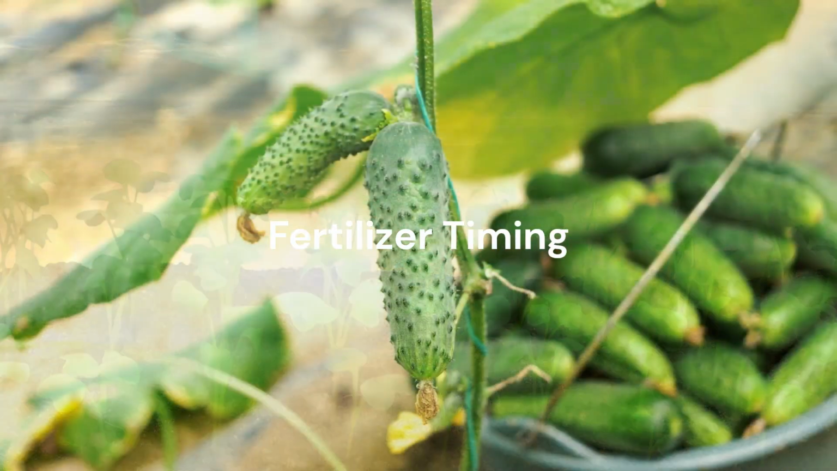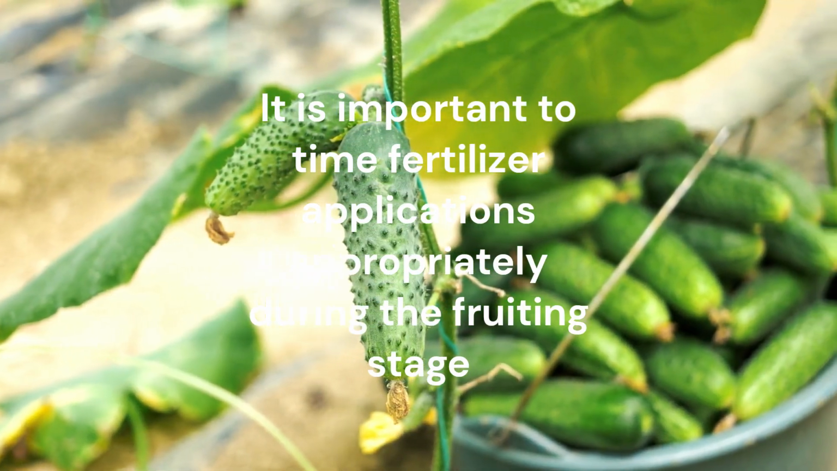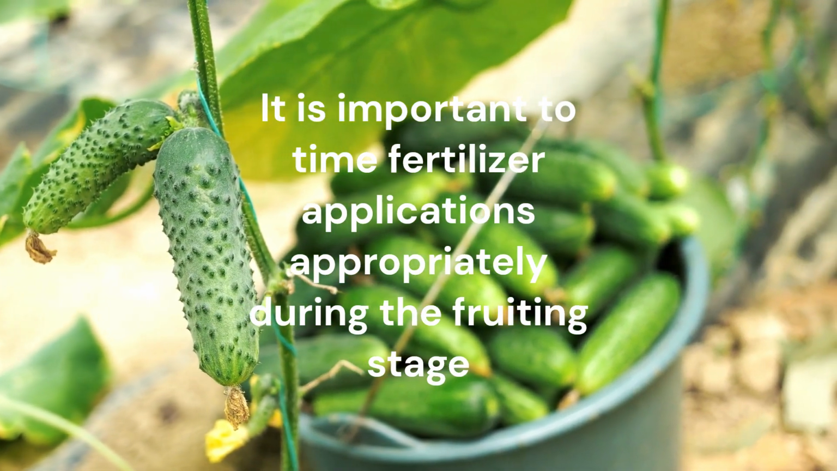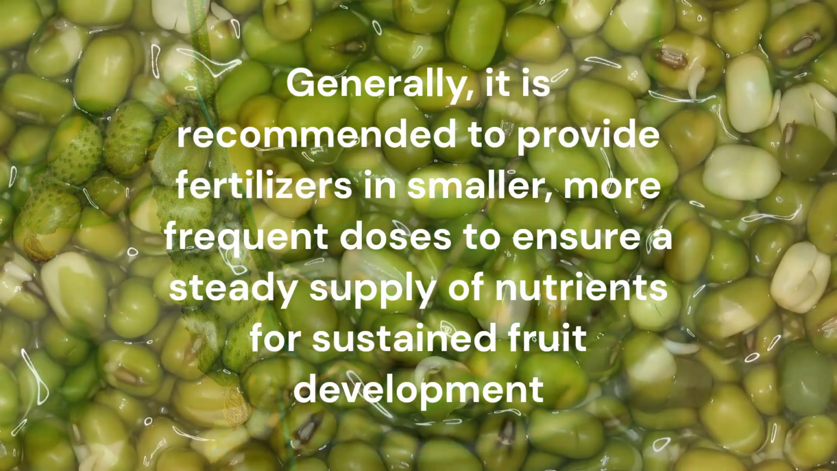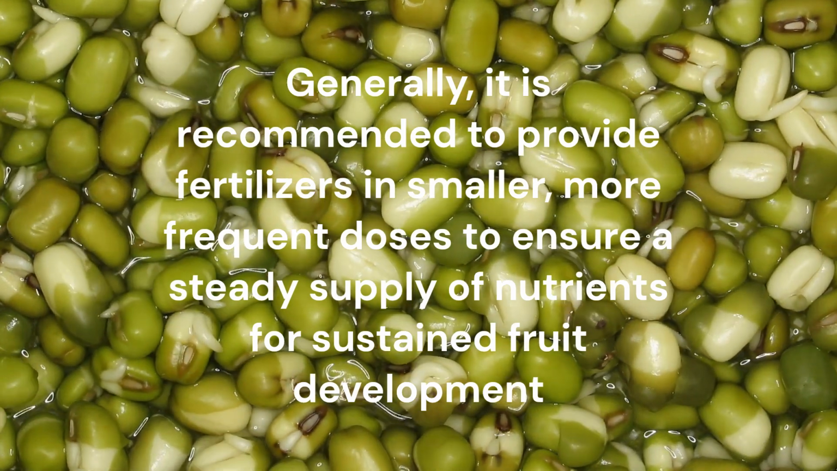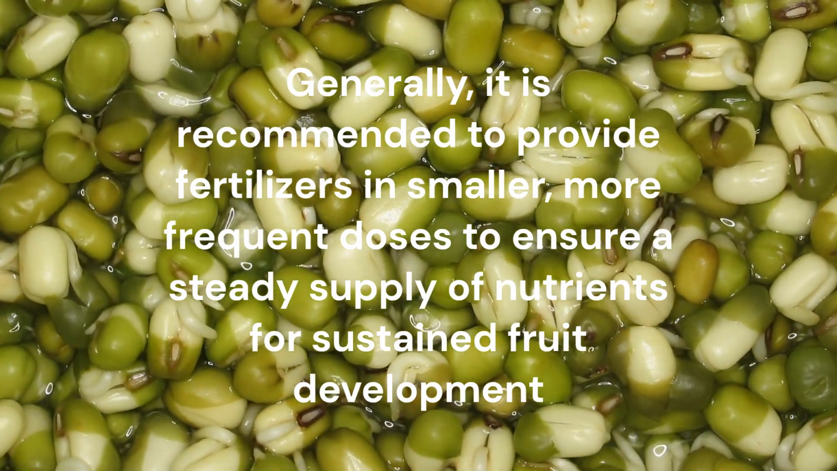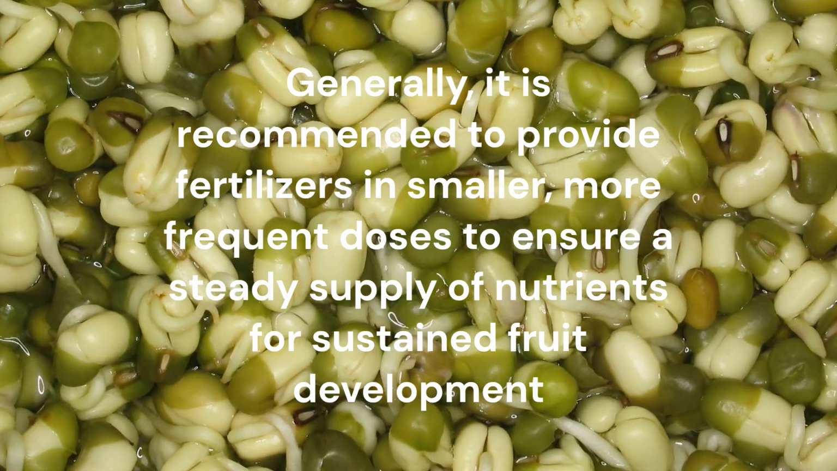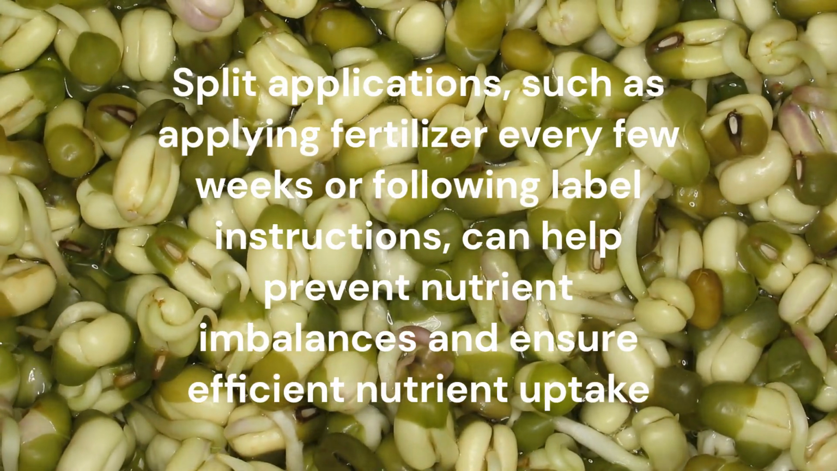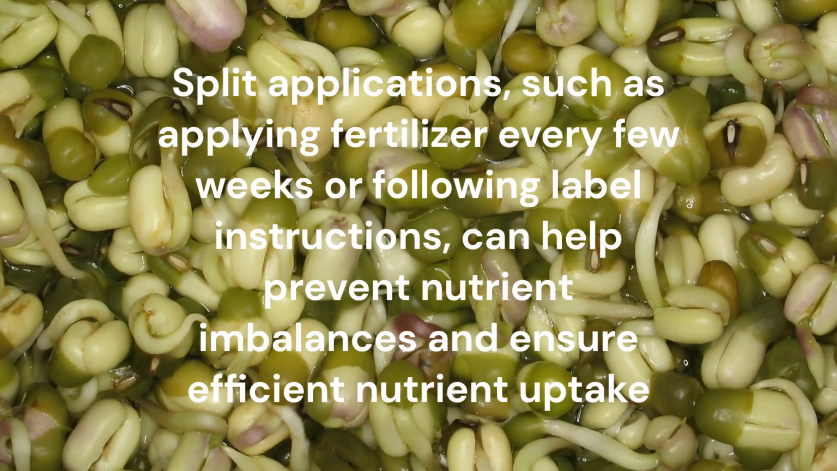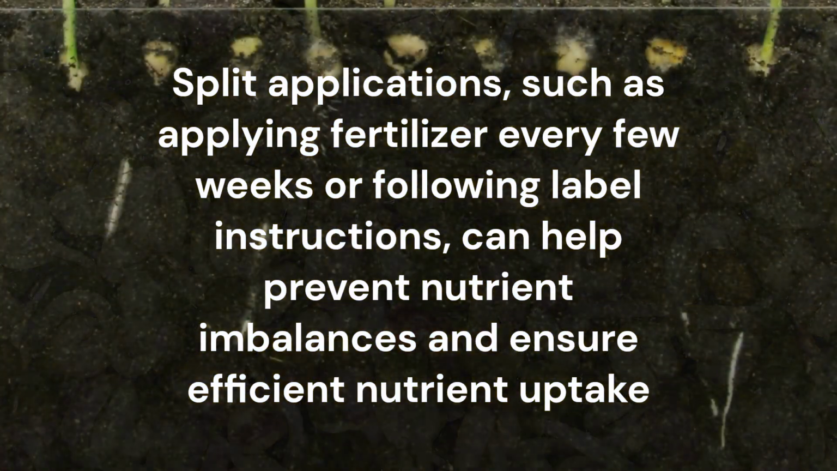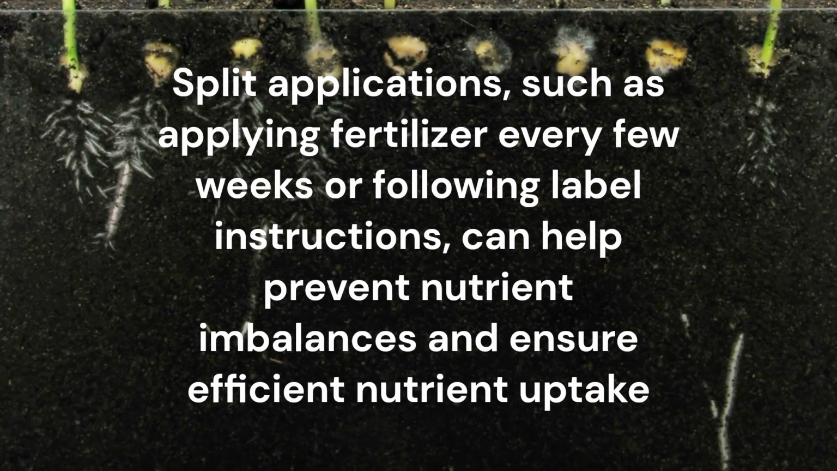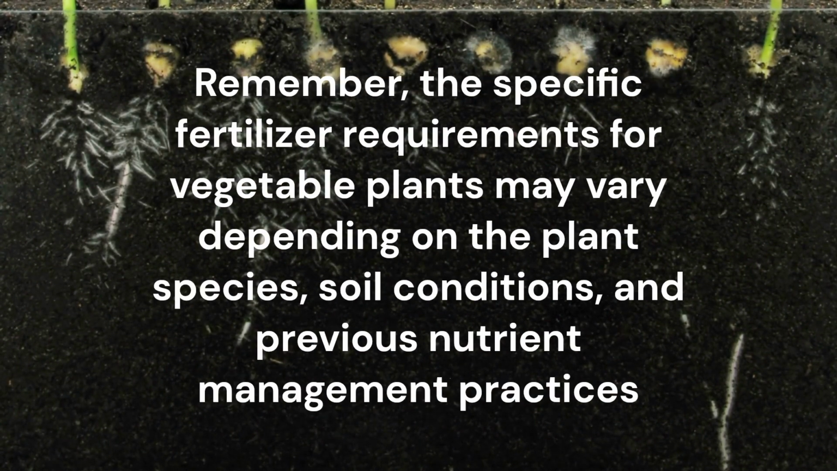6. Fertilizer timing. It is important to time fertilizer applications appropriately during the fruiting stage. Generally, it is recommended to provide fertilizers in smaller, more frequent doses to ensure a steady supply of nutrients for sustained fruit development. Split applications, such as applying fertilizer every few weeks or following label instructions, can help prevent nutrient imbalances and ensure efficient nutrient uptake.